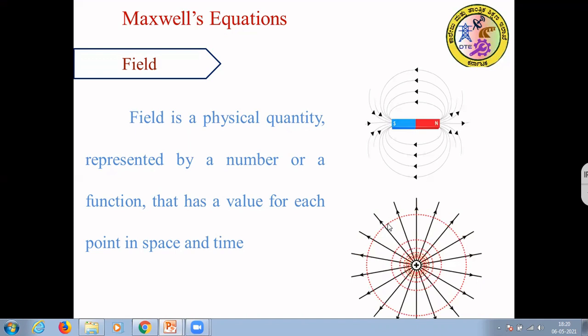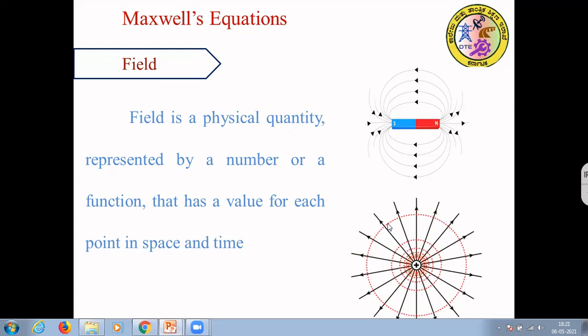If there is a mass, then around that mass there will be a region of influence because of its gravity. This is called gravitational field. So field can be defined as the region of influence around some source. And this field ideally extends up to infinity, but its intensity can be felt only to a limited extent. This field is a physical quantity.